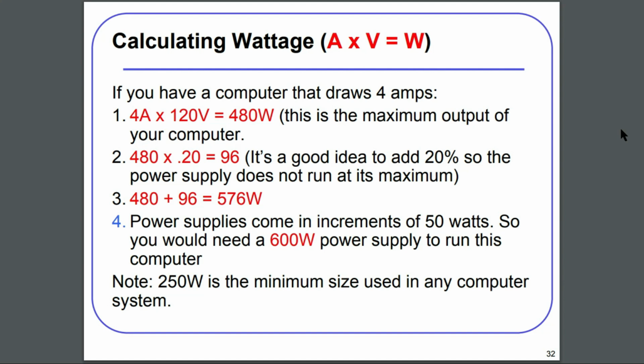A times V, amperes times volts equals wattage. If we have a computer that draws 4 amperes times 120 volts, that equals 480 watts. This is the maximum output of your computer. And 480 times 0.20 equals 96. It's a good idea to add 20% so that the power supply does not run at its maximum. So 480 plus 96 equals 576 watts.